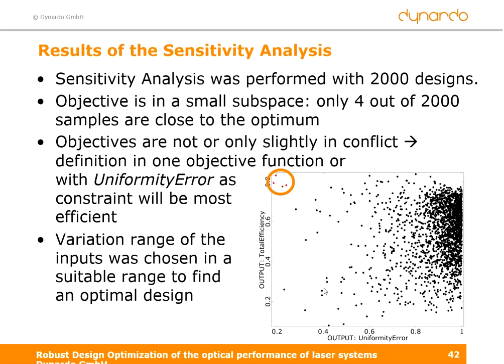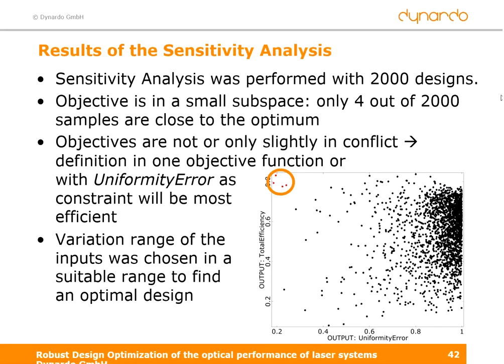We used Latin hypercube sampling with 2,000 designs, and as a result, we found that our objective is in a very small subspace, because only 4 out of 2,000 samples are close to this optimum. You see here that we would like to increase the total efficiency and decrease the uniformity error, and you see here only 4 designs.